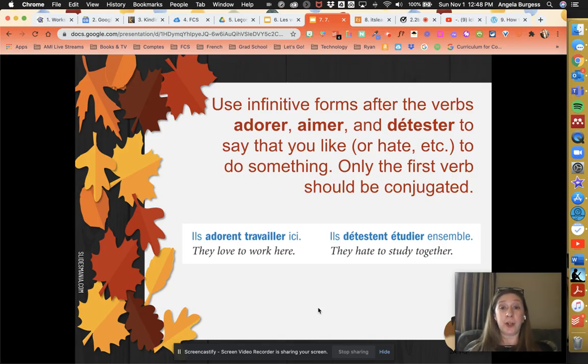Also, with those same verbs, adorer, aimer, aimer mieux, I didn't put it in there, but aimer mieux and détester, you're going to use the infinitive form, that's the unconjugated form of the verb, the one that still has the ER on it, to say that you like or hate to do something. So, ils adorent travailler ici. They love to work here. Ils détestent étudier ensemble. They hate to study together. You could also say, for example, les élèves détestent étudier, and just leave it at that. Students hate to study. Don't worry, I know, you don't have to lie.